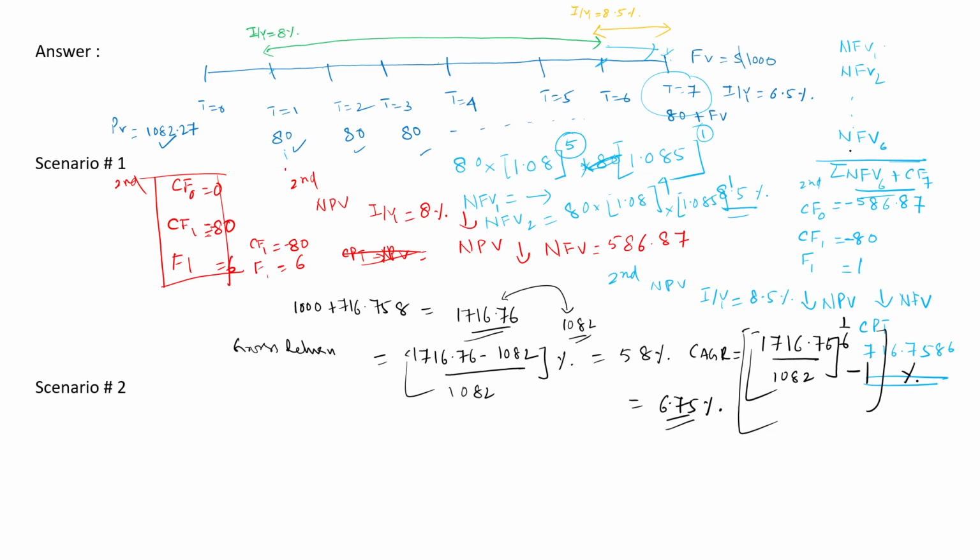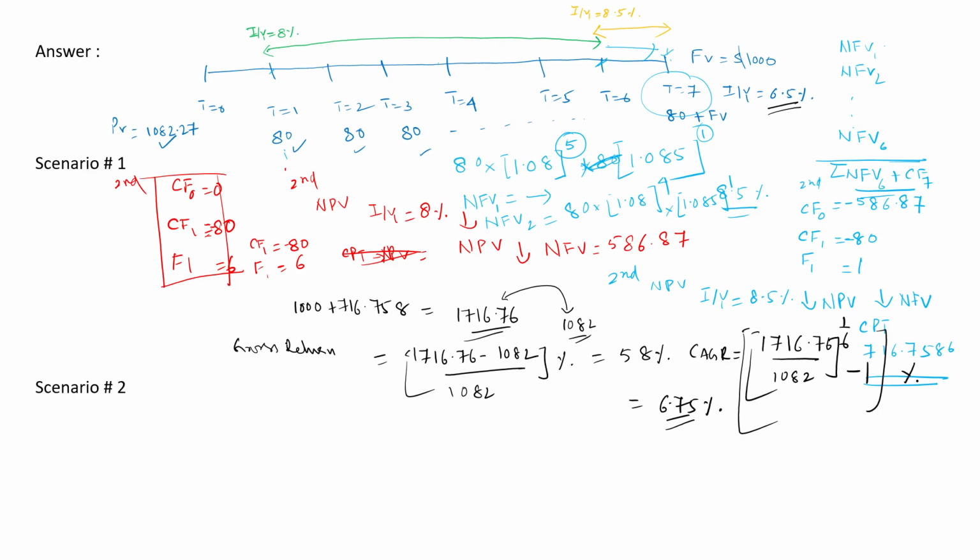Mind you, this 6.75% is greater than the initial market interest rate of 6.5%. And why has it been so? That has been because the interest rate has gone up at the end of the first year. And with the elevated interest rate, the reinvestment proceeds are definitely more than what the market interest rate would have given. Okay, so hence this is around 25 basis points more than the market interest rate.